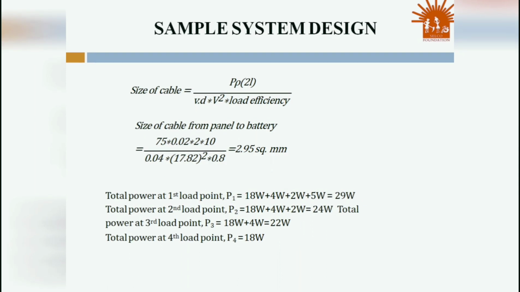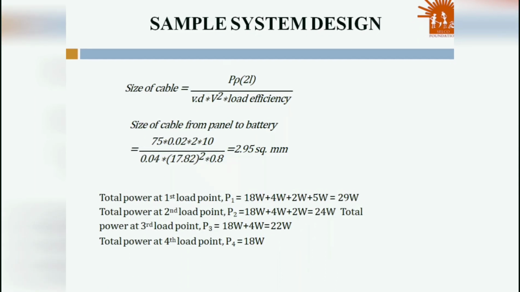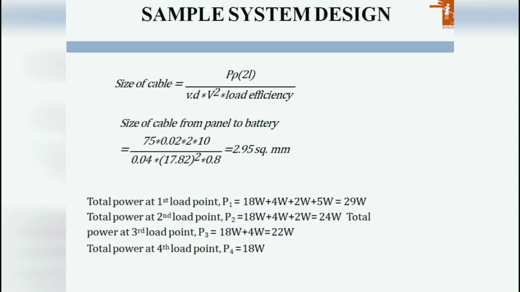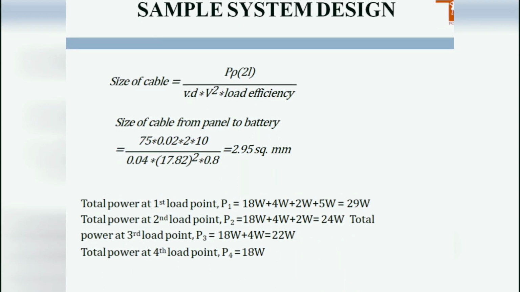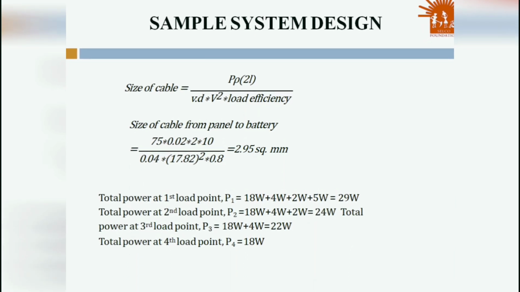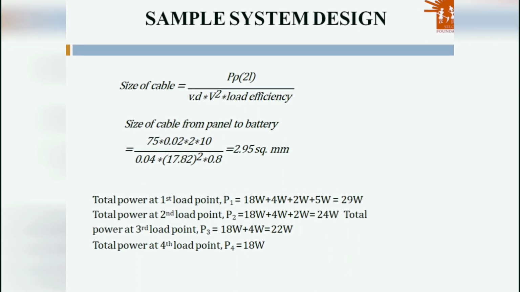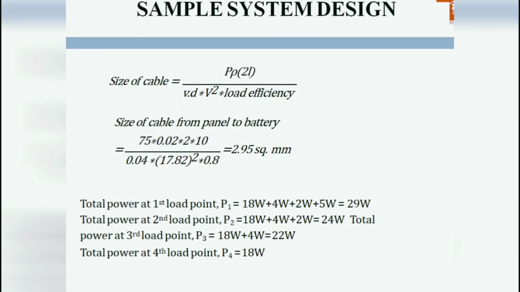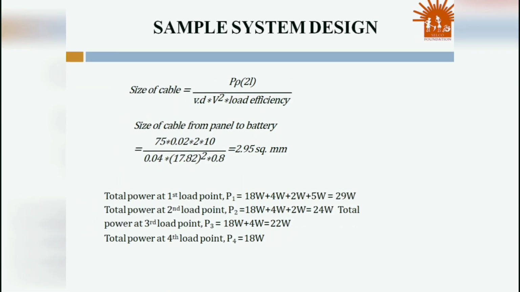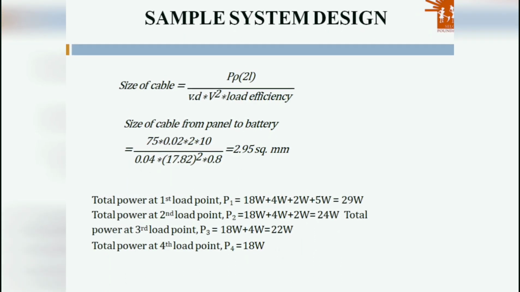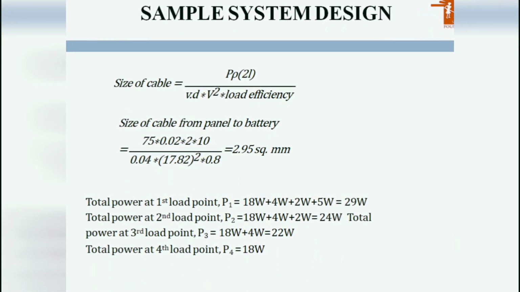So after calculation we get 2.95 square mm, but the available cable size in the market nearest to this value is 4 square mm. So we consider that the cable size from solar panel to battery is 4 square mm. So now let's not waste our time to calculate the cable from one load to another load. We will use the same wire that we have calculated from solar panel to battery, that is 4 square mm.